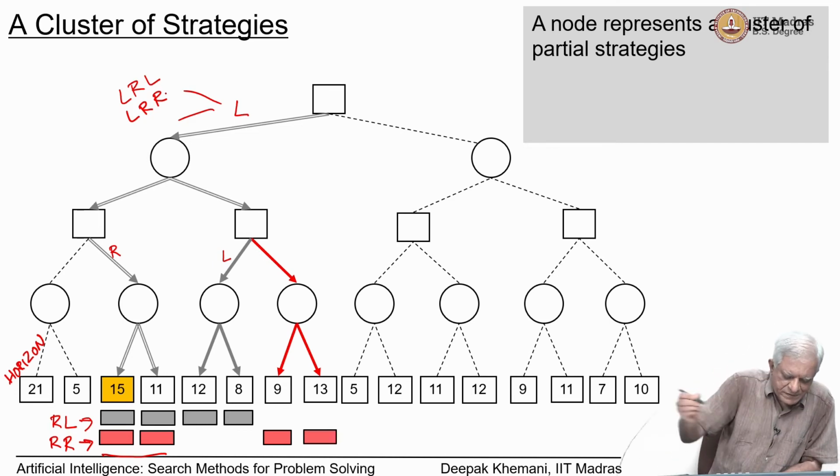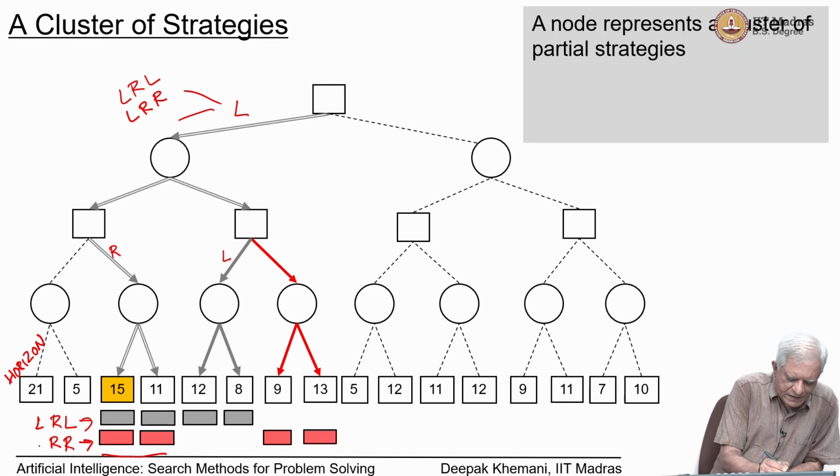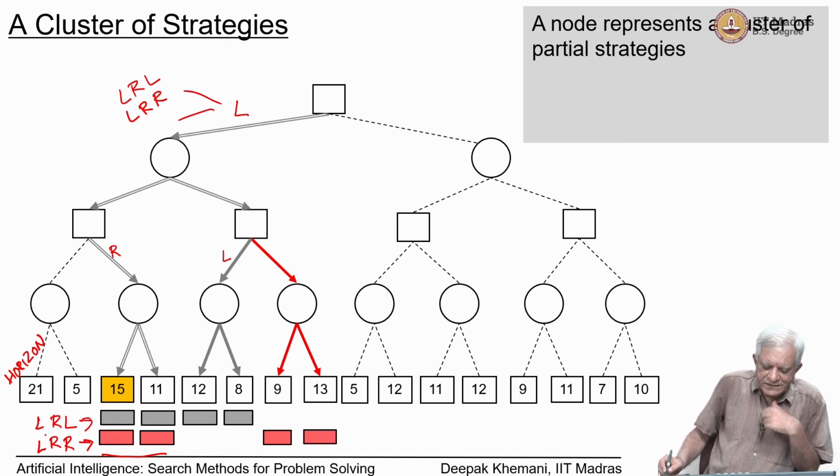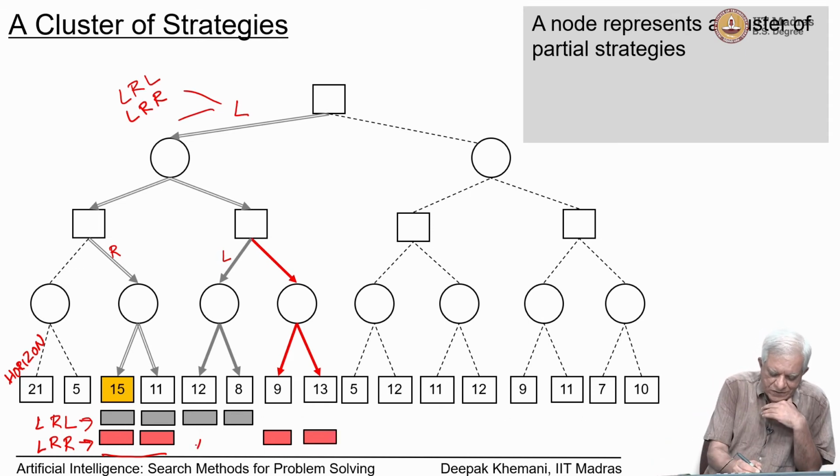So, these are the leaves in L R L, these are the leaves in L R R, but they are different leaves. As you can see, the R strategy, which is shown in red, has 9 and 13 instead of 12 and 8 essentially. So, this is not there, this is not there, but these 2 are there in the second strategy.